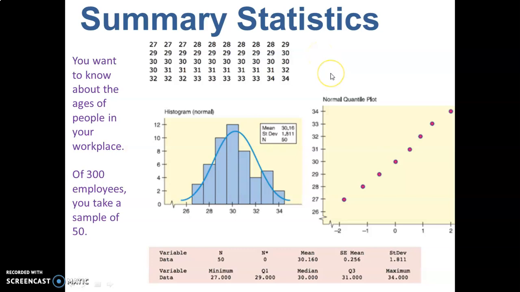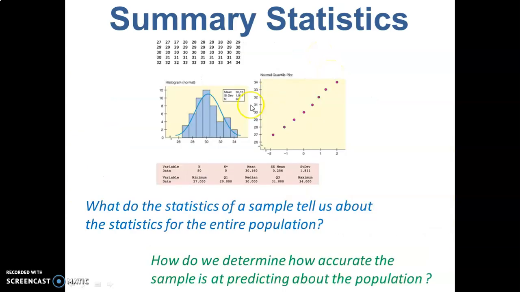But today we're going to move a little further than just summarizing data. Let's take a look. So what do the statistics of a sample, because this was a sample of 50 taken from 300 employees, what do these statistics of the sample tell us about the statistics for the entire population? Is what we know about this sample enough to say that it's true of the population as well? For example, the sample had a mean age of 30. Is this sample of 50 enough to say that of the 300 they also have a mean around 30? Well, we don't know, and that's what we're going to look at today. So how can we determine how accurate the sample is at predicting about the population? That's the main question of what we're going to be looking at today and the next few lessons.